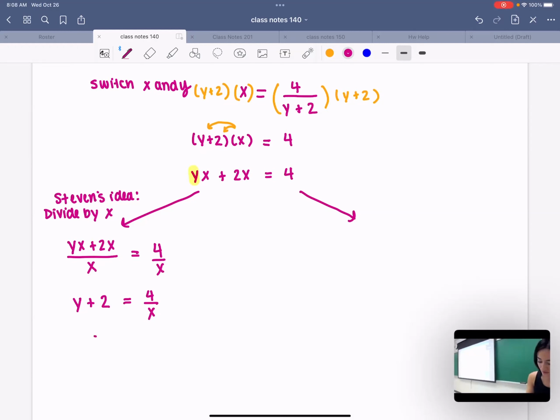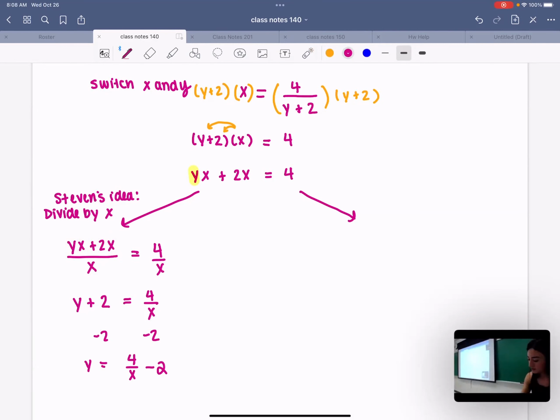Subtract 2, right? So move the 2 to the other side. And I'm left with this. So that's actually a totally okay way to do it. The reason why it was okay to divide by x is because both of these values had an x. So dividing by x made it really easy to separate the x's together.